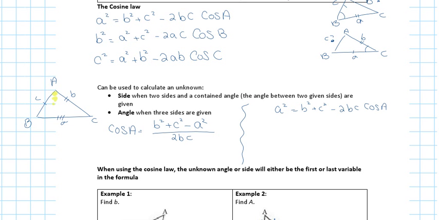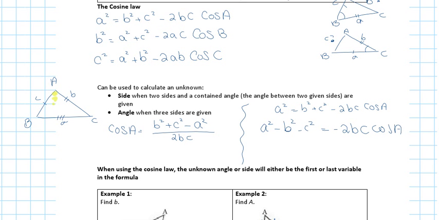What's the first thing that I want to move over? Because I want cosine by itself. What's the first thing I want to move? Cosine A? No, I want to leave cosine A here. What's the first thing I have to move over? B squared and C squared, right? Because these are the ones that are added to the cos. So I'm going to have to move minus B squared, minus C squared, equal to negative 2BC cos A, right? So I moved the B squared and the C squared over.